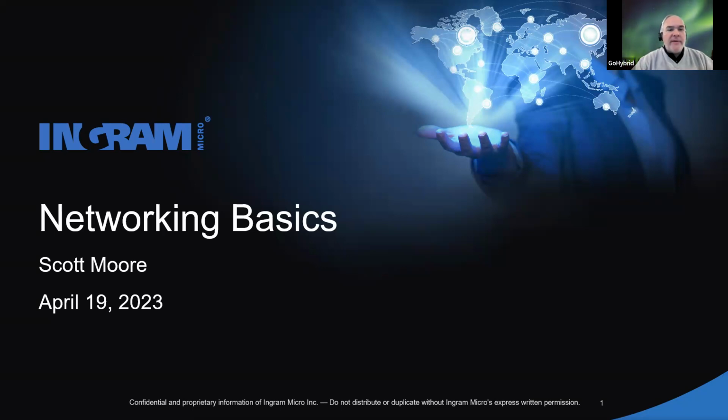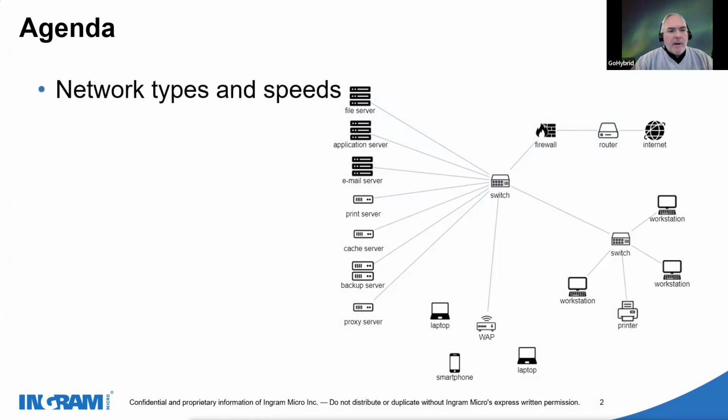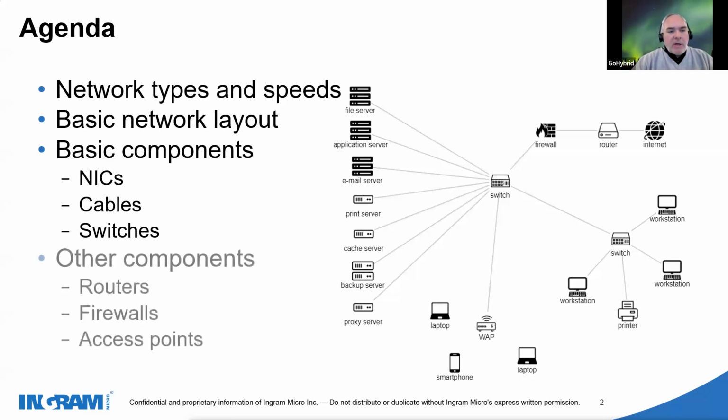And in this session, we're going to be going over some networking basics. So the agenda for this session, I'm going to go over some basic network types and speeds. We'll talk about the basic network layout, look at the components that make up a network, the NICs, the cables, and the switches. And we'll talk about some other components, things like routers, firewalls, and access points, and put them all together.